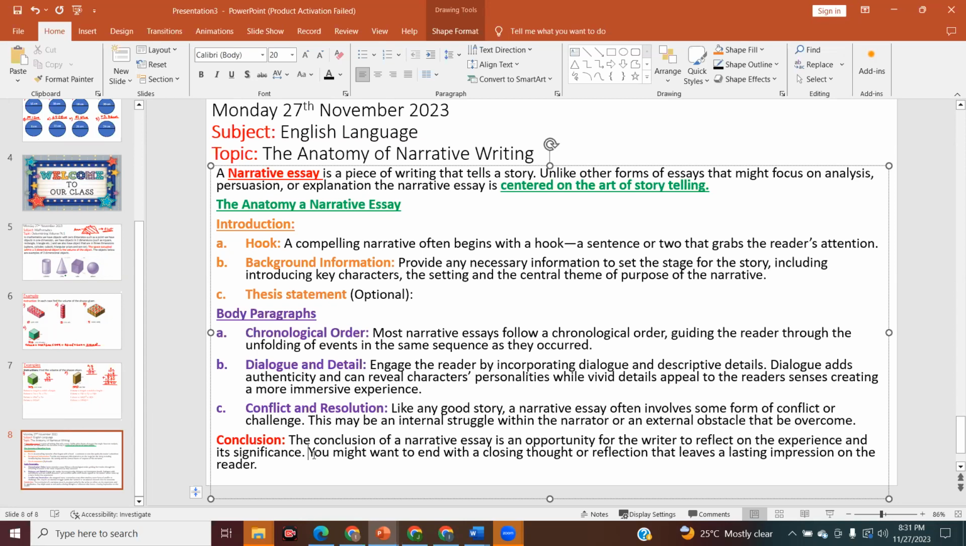Has anyone ever watched Avengers: Endgame? Anyone watch that? Yes, all right. So what would you say the climax of that movie would be? The climax, like the height. What would it be? For those who watched it. I guess Thanos killing half the universe. No, I wouldn't say that.